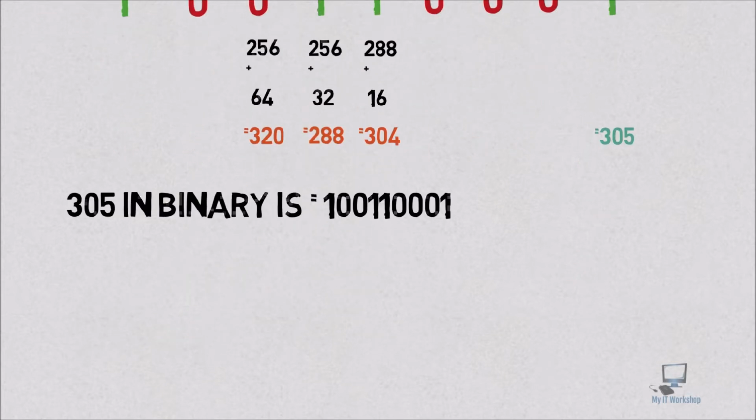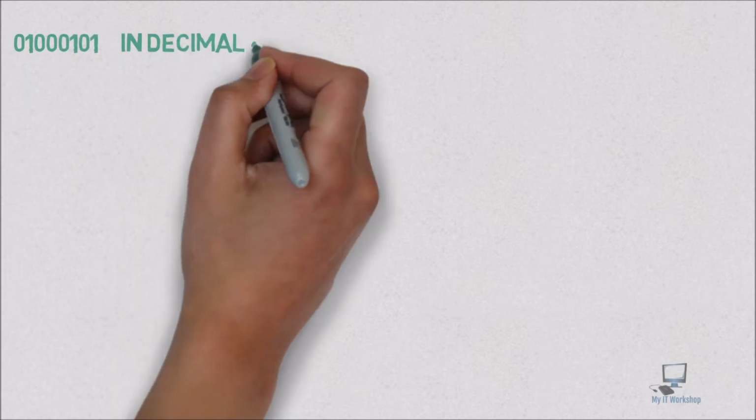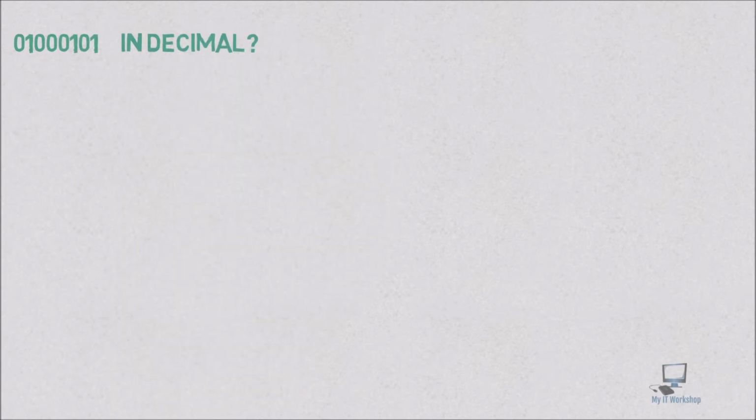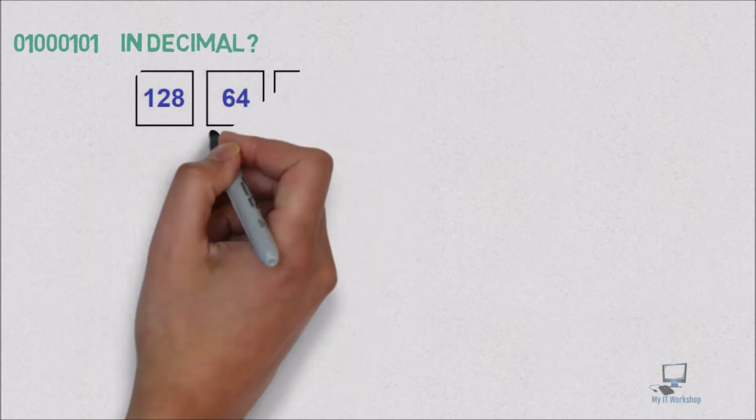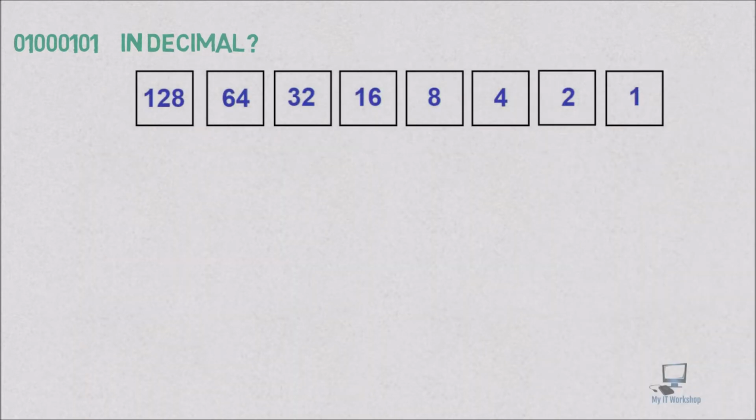But what if we need to do it the other way around? What if we have the binary number and we need it in decimal? So what are we going to do? This is new. In order to do this, we're going to still use the boxes, but we're going to do something else. First, I'm going to explain where these numbers came from. They are not just random.